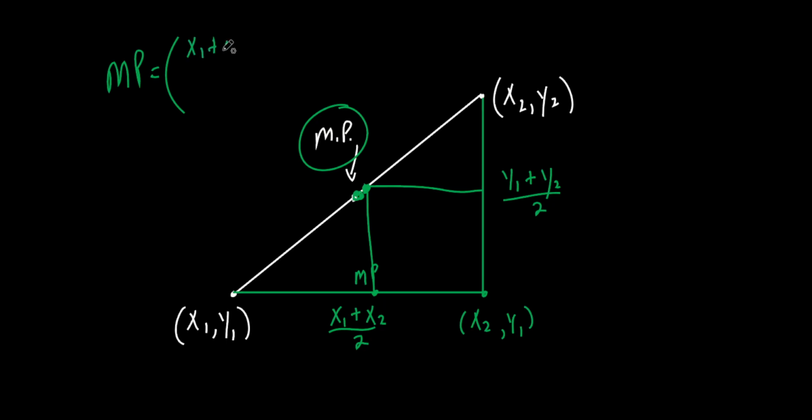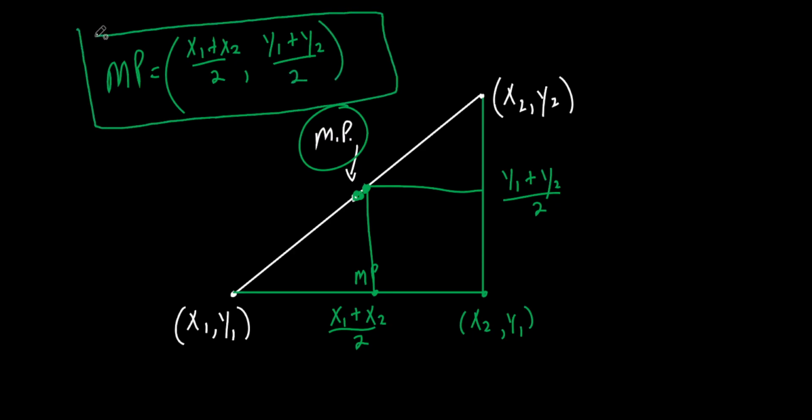I go x1 plus x2 over 2. That's the x portion of the midpoint. How far do I go up? Well, I go up to here, to that midpoint. So that's y1 plus y2 over 2. And that is the midpoint formula.